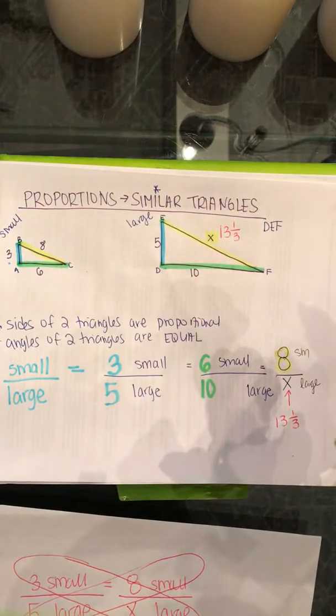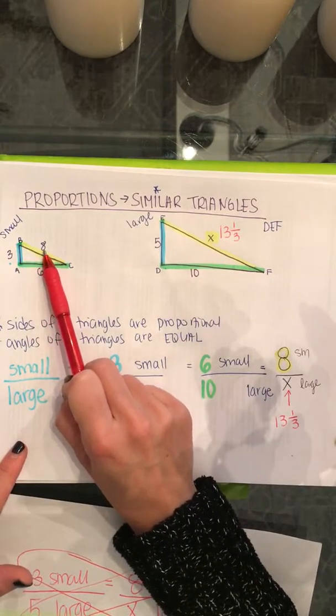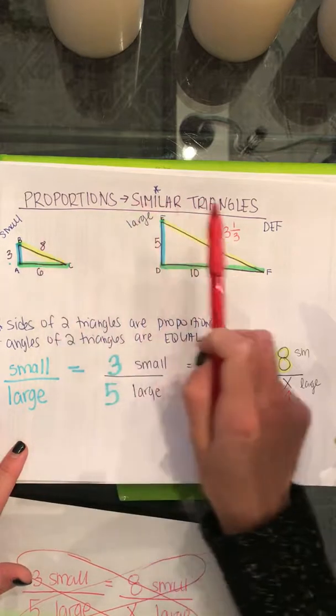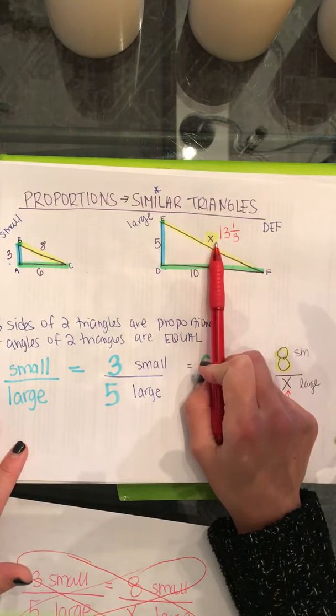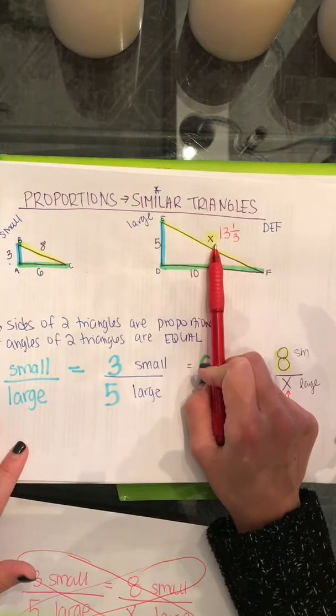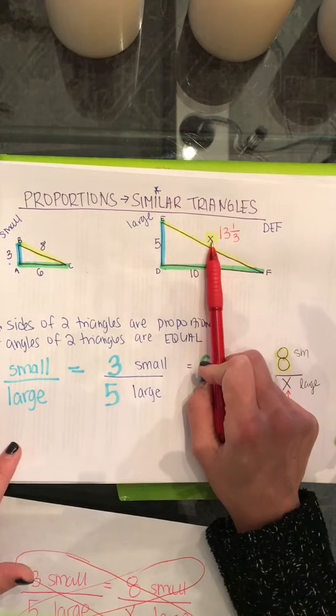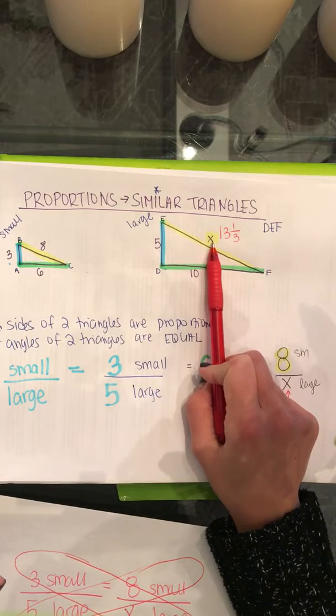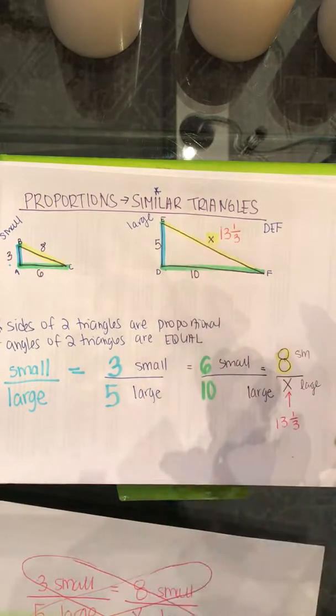And bam! Now we know that this side, our yellow side on our small triangle, is proportional in the same way that all the other sides are proportional to triangle DEF. And that's it.